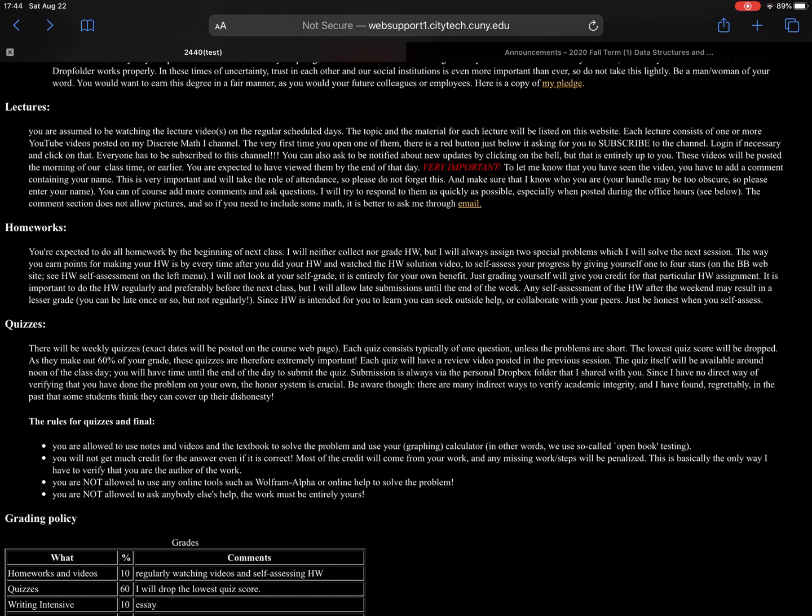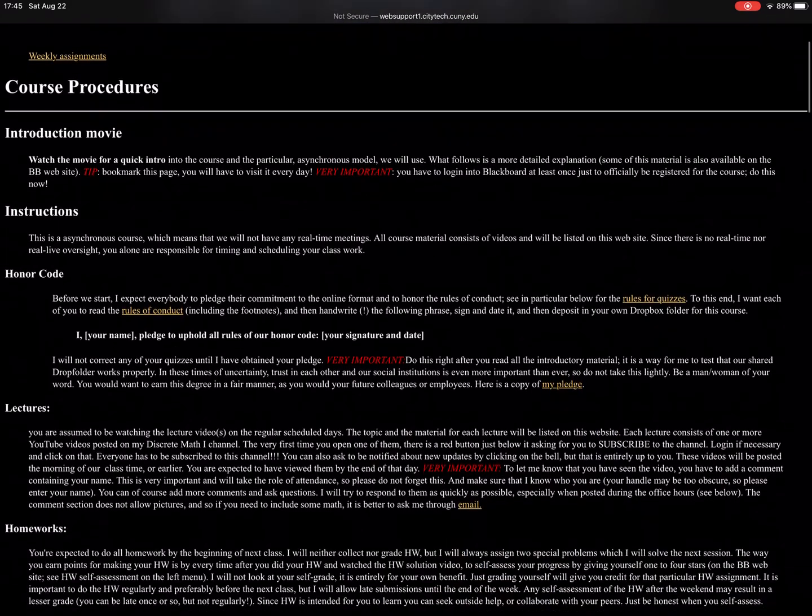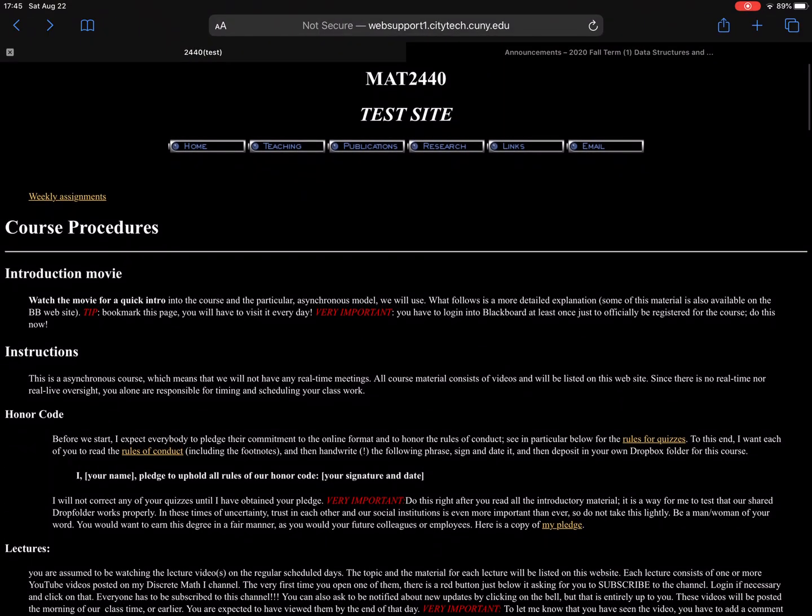Okay, line 2. You earn points for making your homework. How? Every time after you did your homework and watch the homework solution video the next time. Remember, I told you these special problems will have a homework solution video. And then you self-assess your progress by giving yourself 1 to 4 stars on the Blackboard website. Okay, what on earth am I talking about? So let me show you where I am. Where is my... Oh, Jesus, I closed that.